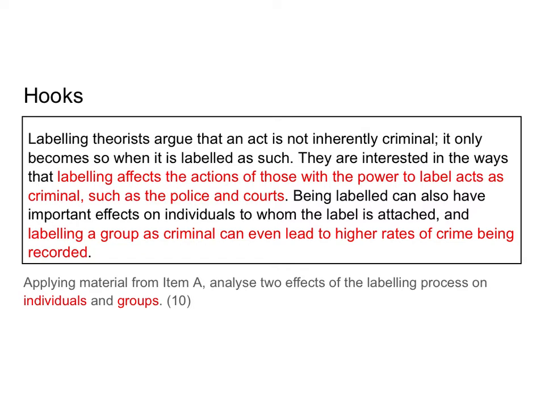The second hook I've picked out is the idea that labelling a group as criminal can lead to higher rates of crime being recorded. So I'd like you to, if you want to use that particular hook, think how would you develop that point into a nice analytical paragraph explaining the impact of labelling on individuals and groups, okay?